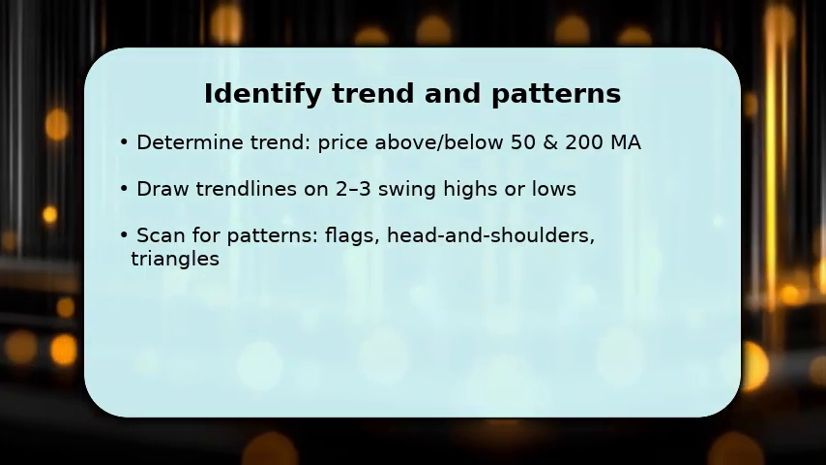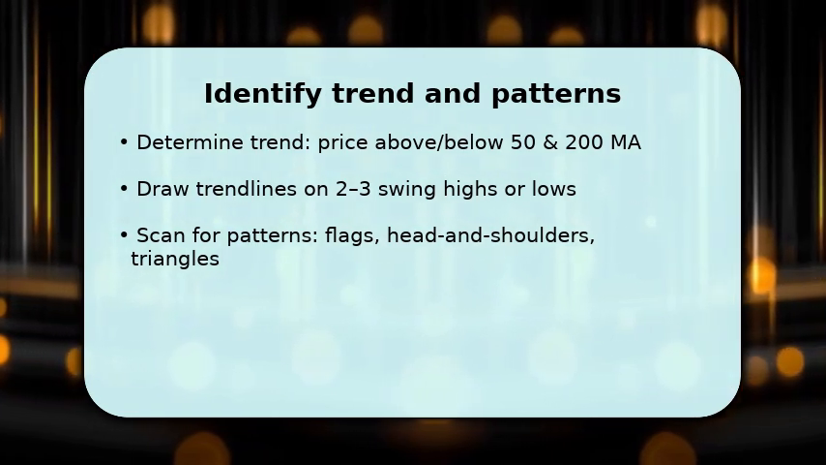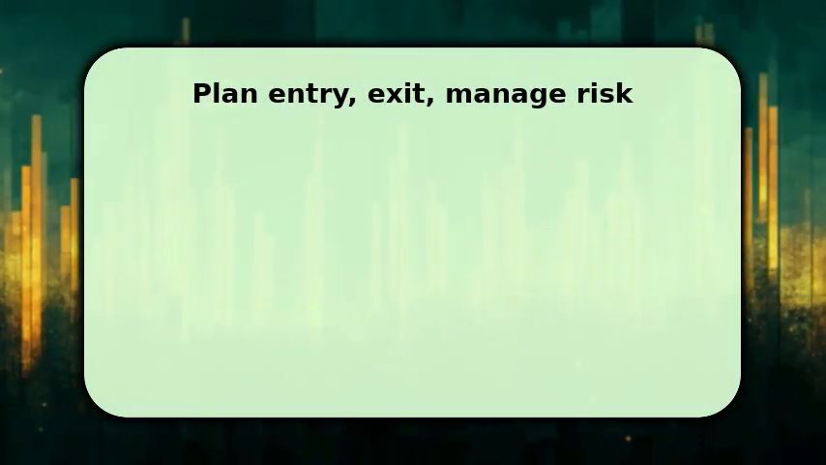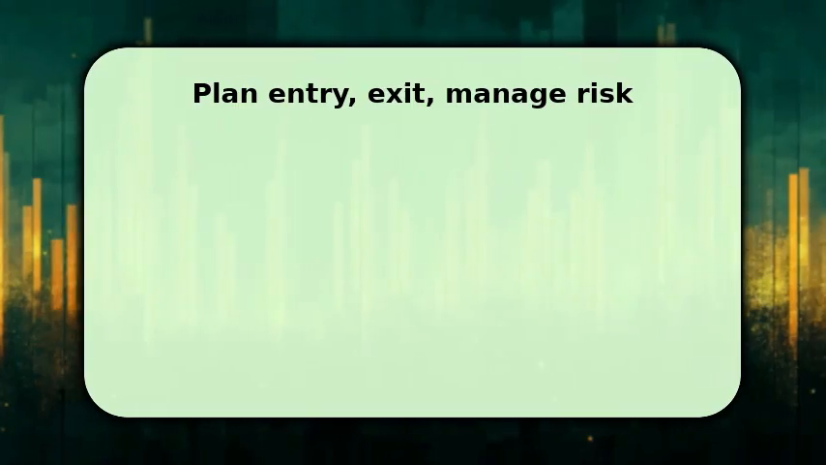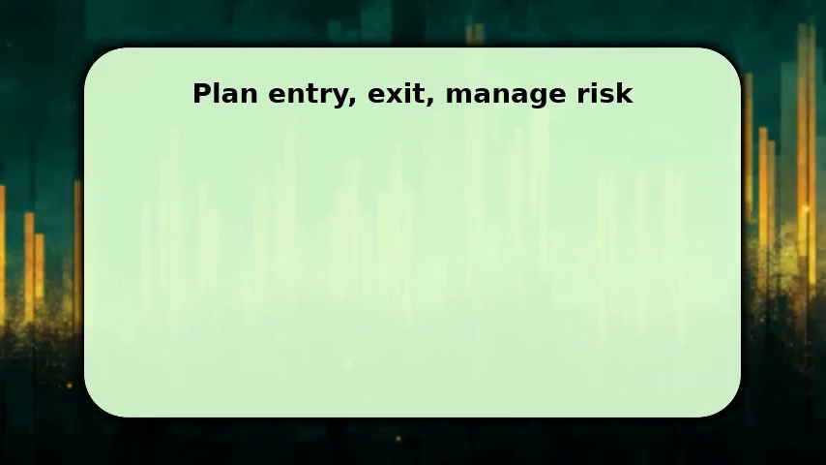You finalize a trade plan by choosing a precise entry trigger, a breakout candle, a pullback to trend line, or a specific indicator crossover. Then calculate position size based on a fixed risk percentage of your capital. Set a stop loss just beyond the nearest support or resistance and place profit targets using measured moves or a minimum 1 to 2 risk reward.